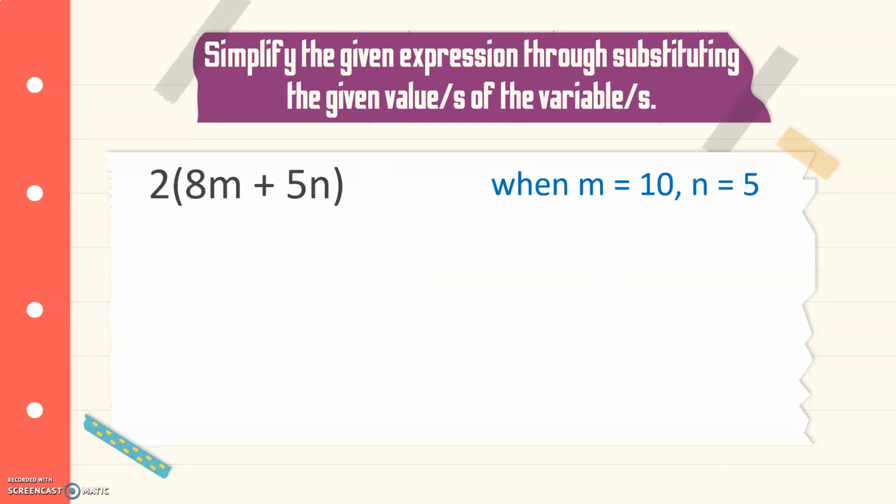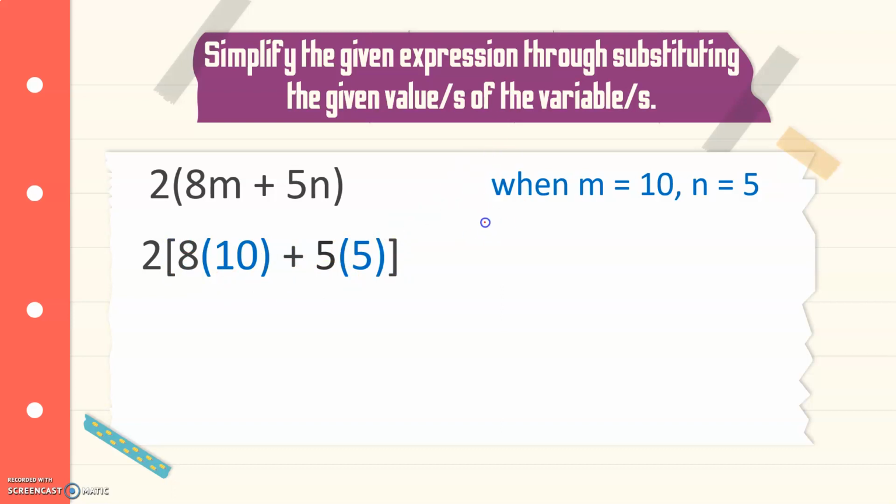Another example, 2 times the sum of 8m and 5n when m is equal to 10 and n is equal to 5. In this case, we'll just have to substitute first the values of our variables. So we'll now have 2 times the sum of 8 times 10 and 5 times 5. As you notice, we already used parentheses for our multiplication. So 8 times 10 plus 5 times 5. Since we already used our parentheses, instead of using another parenthesis to group the sum of these two products, what we did is we used our brackets.